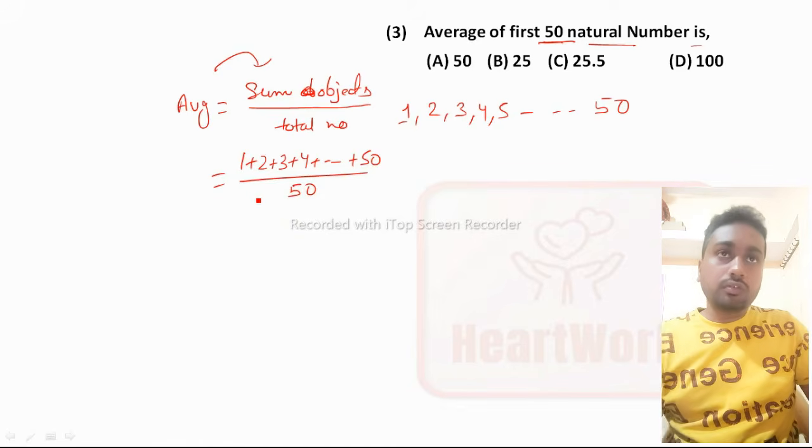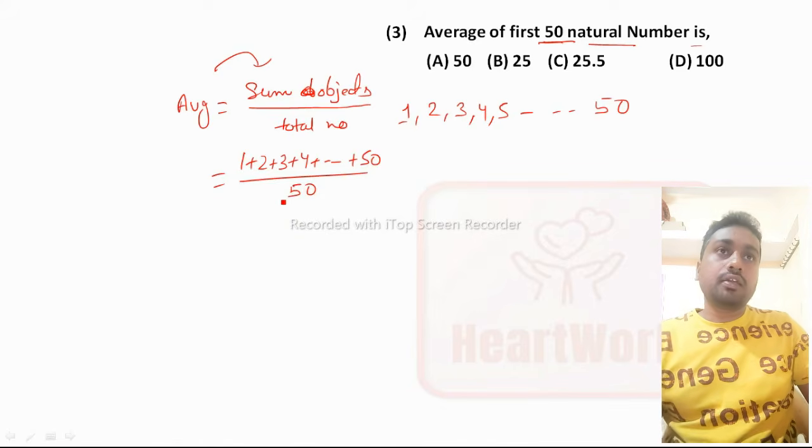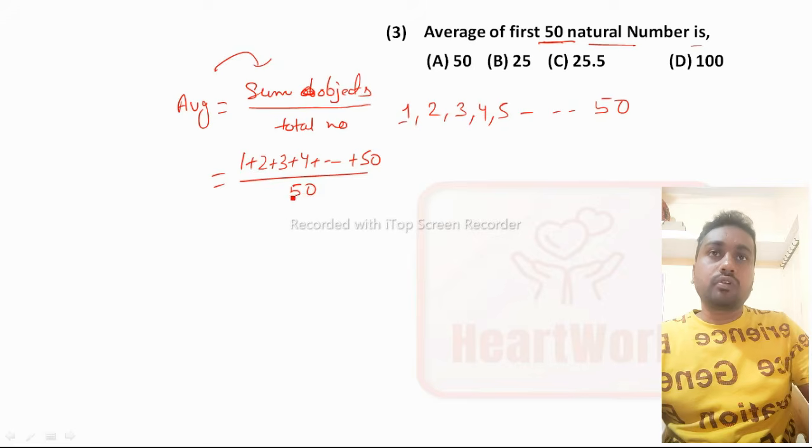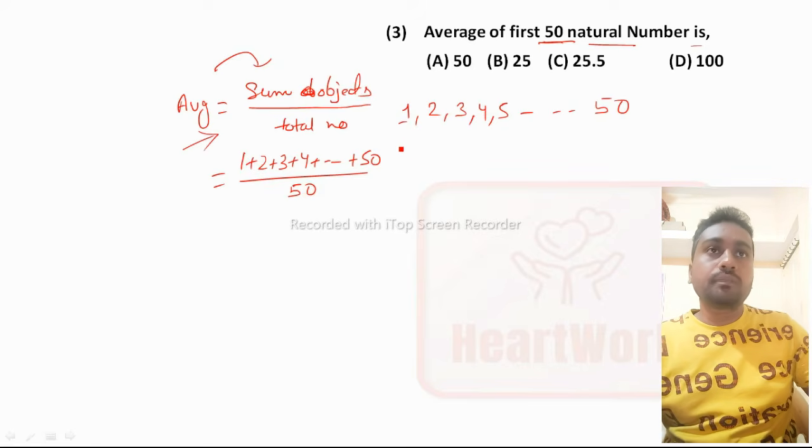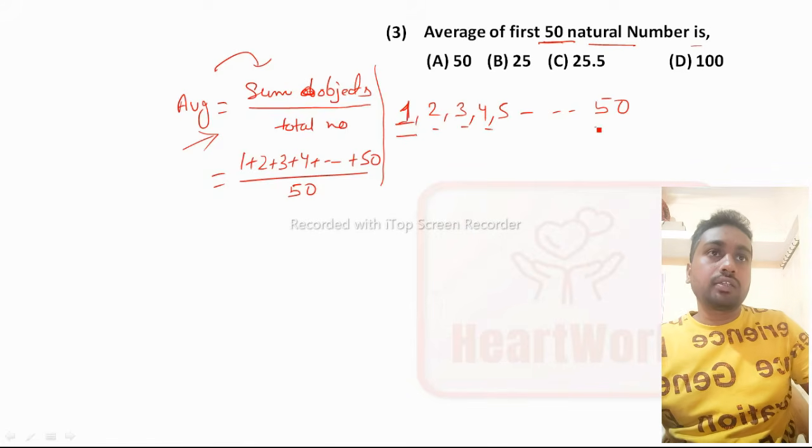But here we will use a short method. In average we'll use a short method, not the formula based method. How will you use this? Whenever the numbers are in sequence, like 1, 2, 3, 4, then what you need to do is take the first number and the last number.